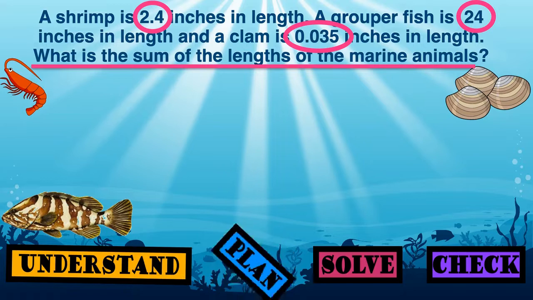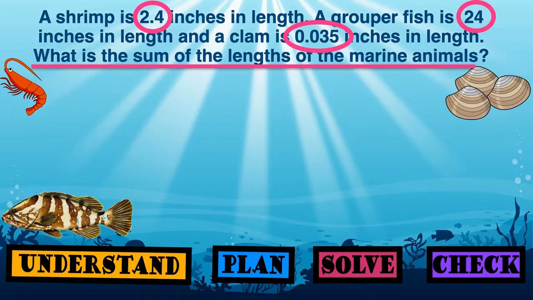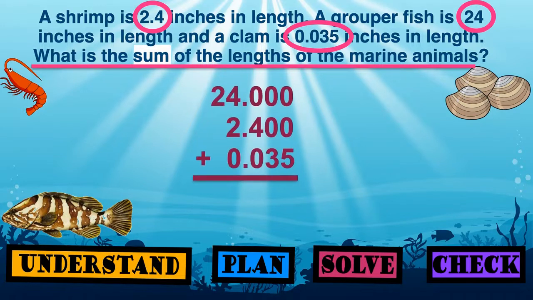Now it's time for us to plan. What word helps us to solve this problem? The key word in this problem is the word sum. Sum tells us that we have to add. Very good, boys and girls. Now, time for us to solve. When we solve, first we need to set up our problem. Line it up by the decimal points. Once we've done that, we now can add.